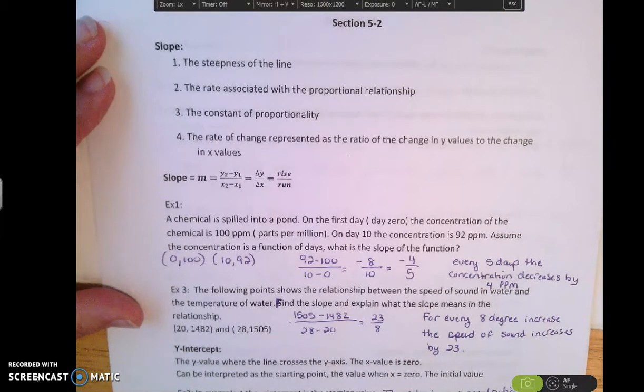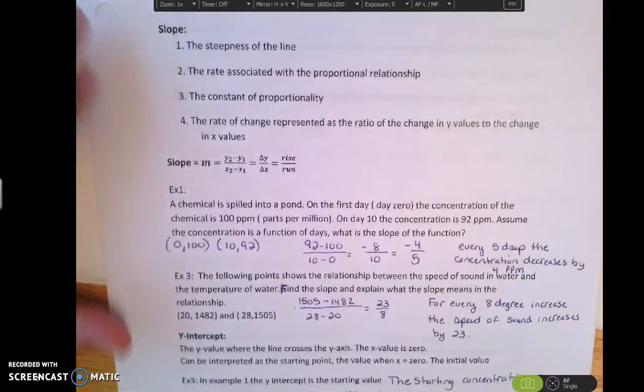So here we're talking about slope, and slope means a couple of different things. The steepness of a line, how steep it is, the rate associated with the proportional relationship, in other words, the change, the constant of proportionality, or one of the more popular ones is the rate of change, represented as a ratio of the change in y to the change in x. So we have a formula here.